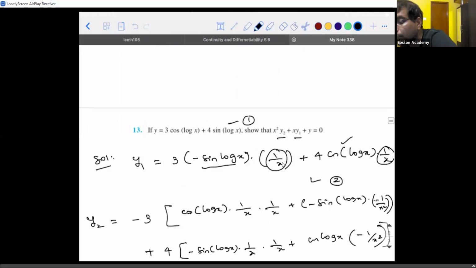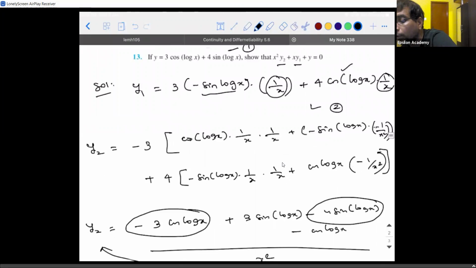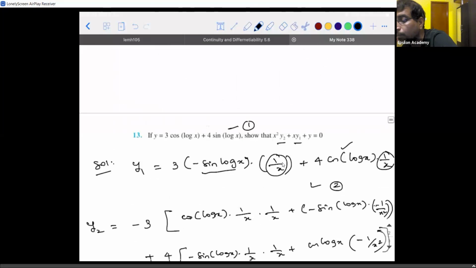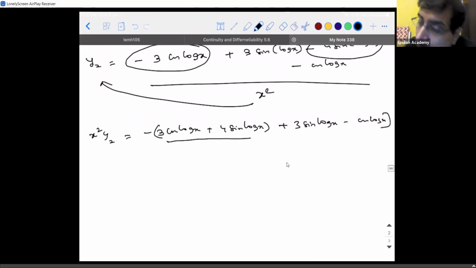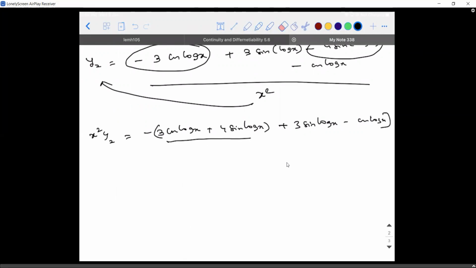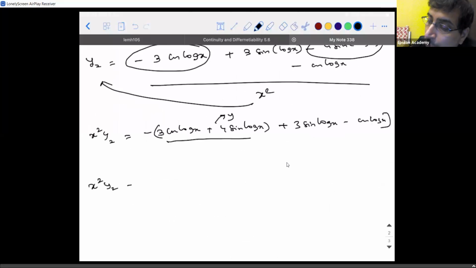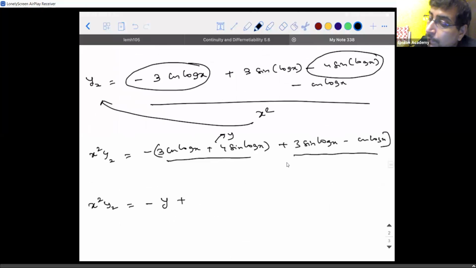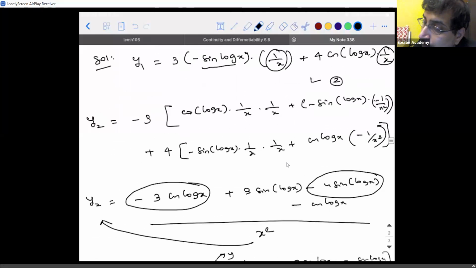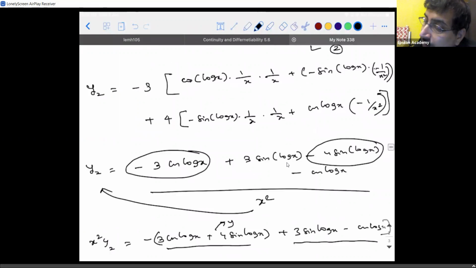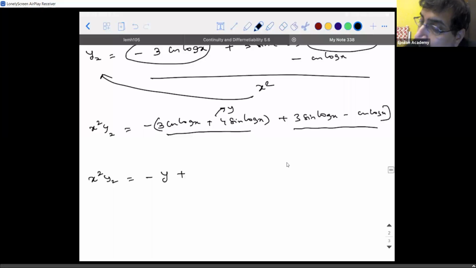So what is this thing, guys? Look at the question, no? 3 cos log x plus 4 sin log x, what is it? Is this whole thing not equal to y? So x square y2 is equal to minus y plus, what is this thing, guys? Minus 3 sin log x. I'll take the minus outside. Is there anyone who's not able to understand?